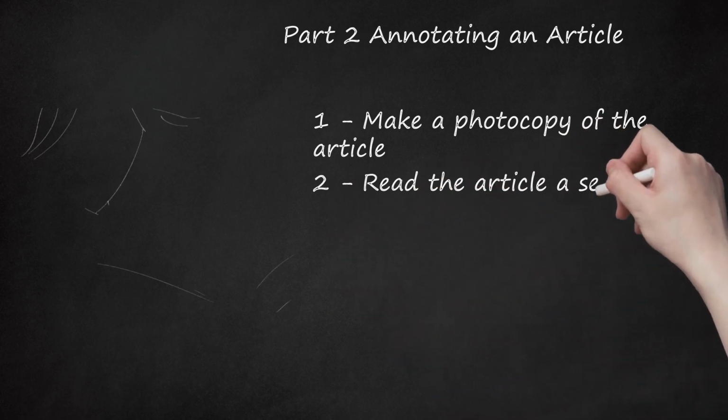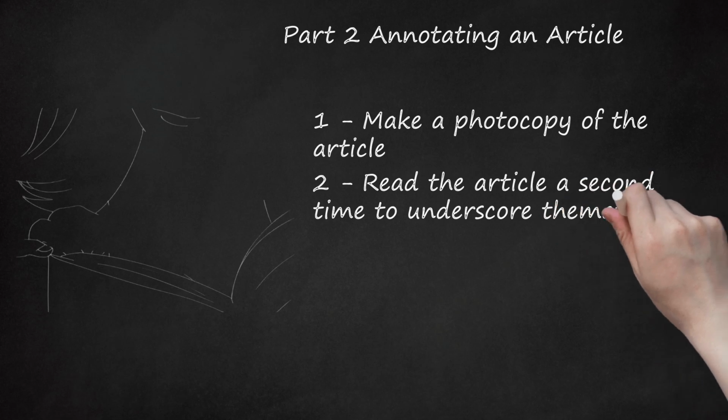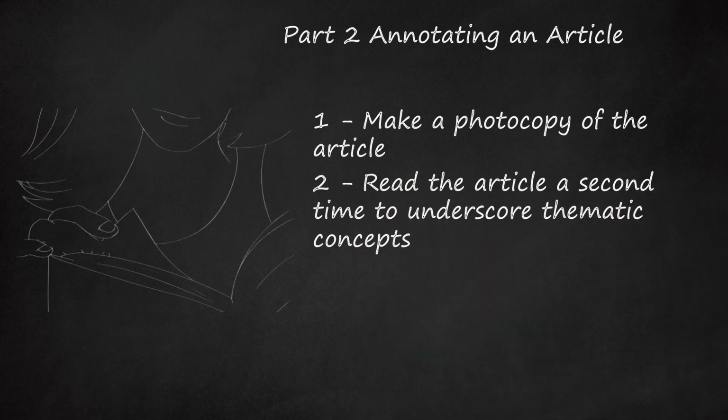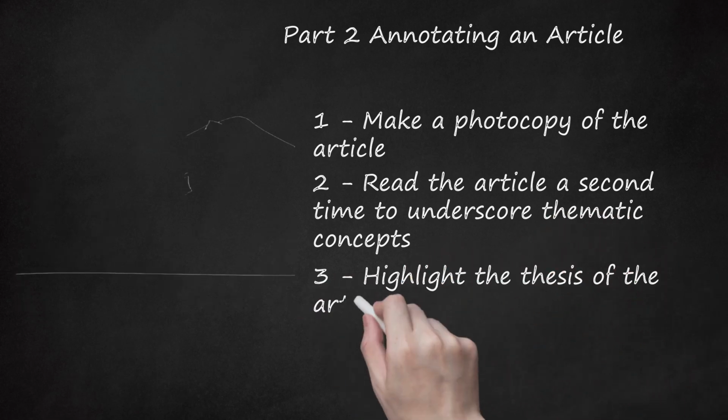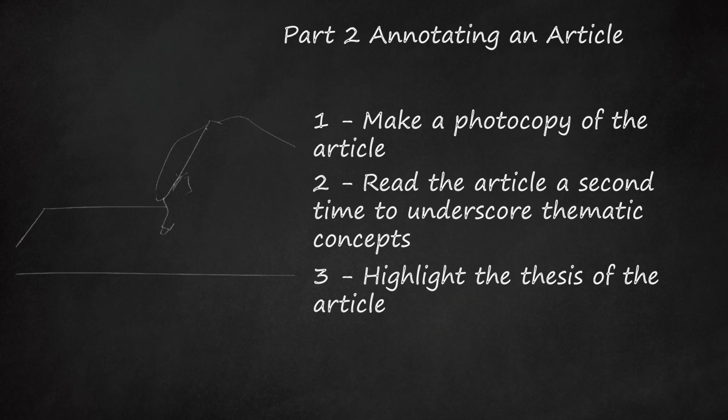2. Read the article a second time to underscore thematic concepts. You will want to read more slowly and mark in the margins as you go. 3. Highlight the thesis of the article. This should be the main argument that the writer is making or trying to prove. Your analysis will refer back to this thesis frequently as you decide how successful the author was in convincing their audience.